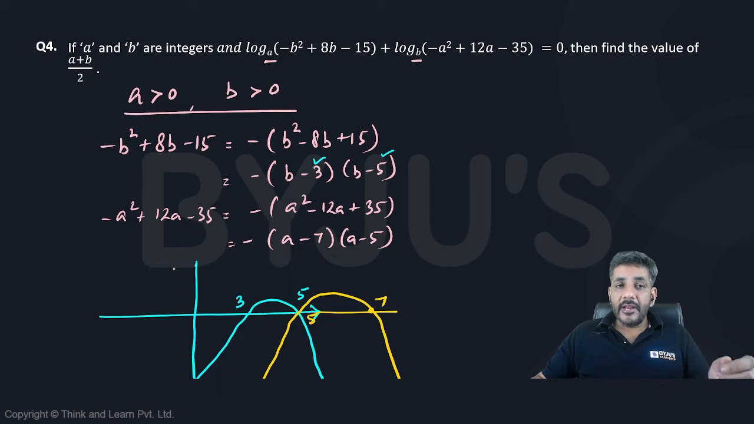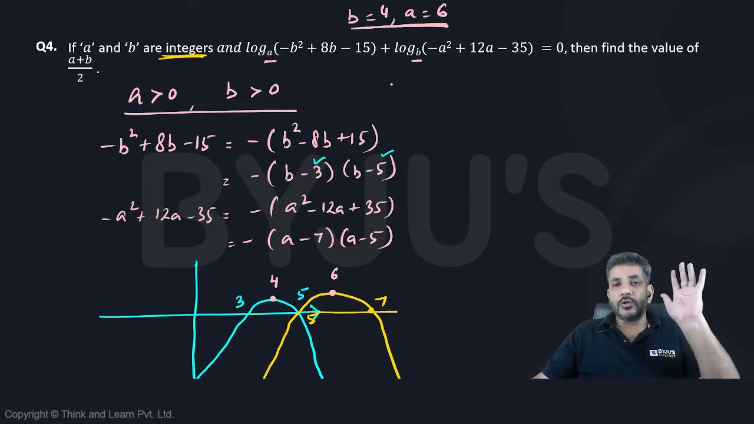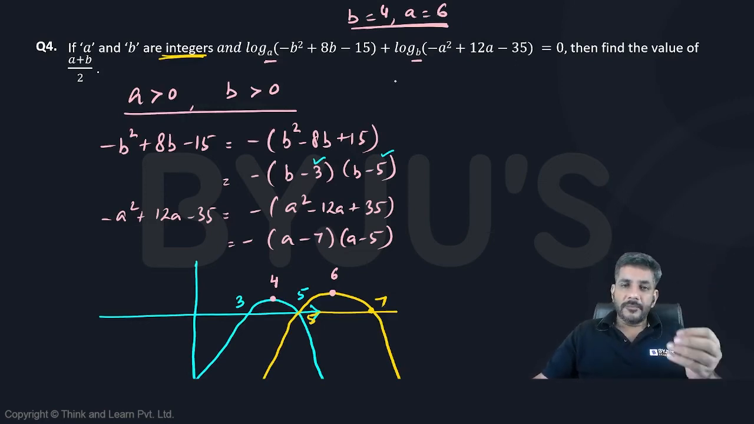Now, because a and b are integers and we know that they should be positive, between 3 and 5, the positive integer is only one, which is 4. Between 5 and 7, the only positive integer is again 6. So I can say the value of b can only be equal to 4 and the value of a can only be equal to 6. If that satisfies this equation and makes it total 0, then a and b are these values. Otherwise, there are no values of a and b, right?